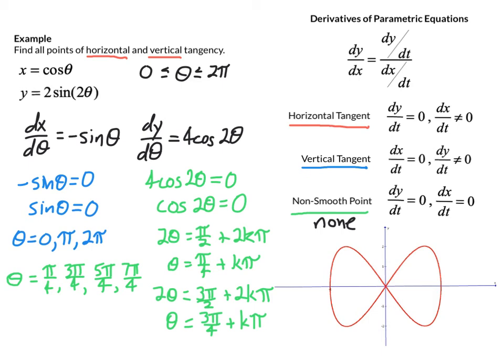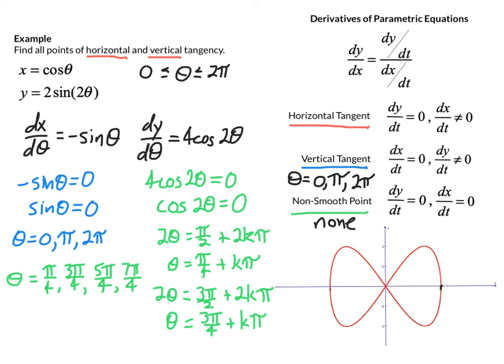So when dx d theta is 0 at 0, pi, and 2 pi, dy d theta is not. And so those would be our vertical tangents. So that would be at theta equals 0, pi, and 2 pi. Now, the period of this graph is 2 pi, and so by the time we get around, it's going to actually be coming back to where it began here. So really we see 2 vertical tangents.